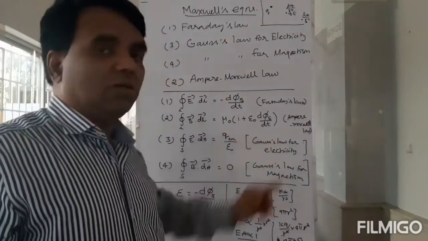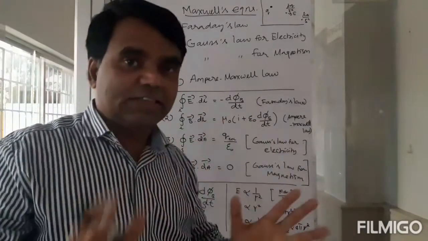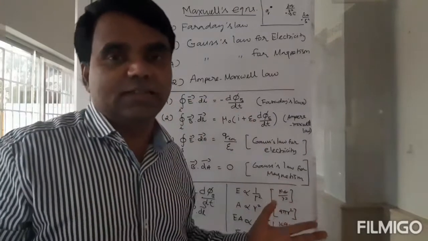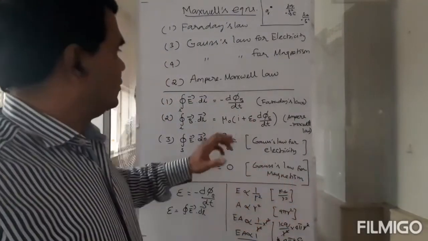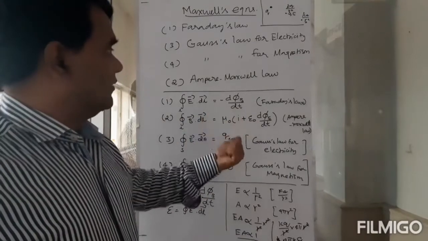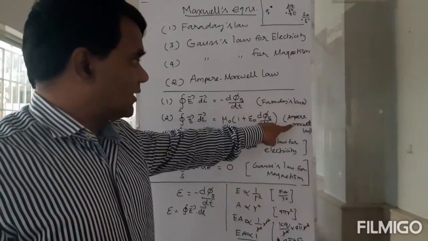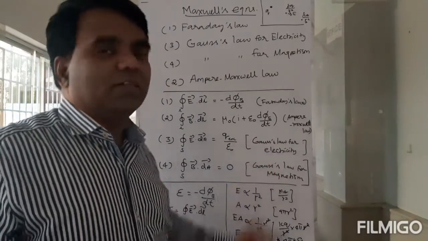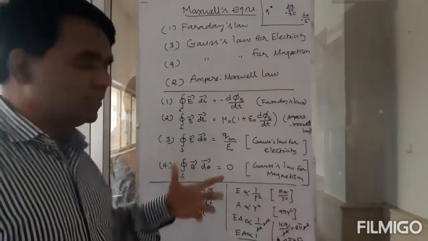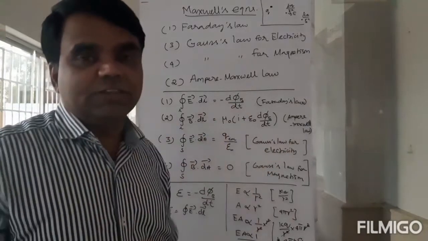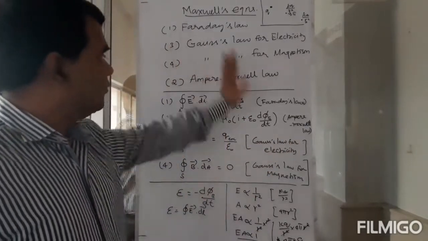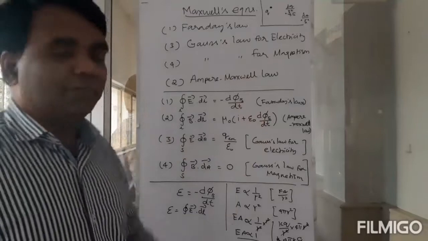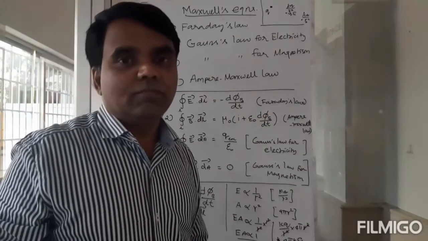Okay? So Gauss law for electricity is nothing but Coulomb's law in disguise. So you can say this. This is Faraday's law, this is Ampere-Maxwell law, this is Coulomb's law, and this is Gauss law for magnetism. Gauss law for magnetism is 0, for a closed surface. So these 4 equations are called Maxwell's equations.